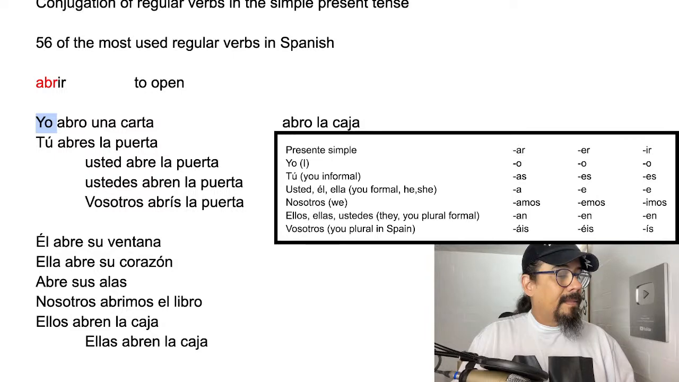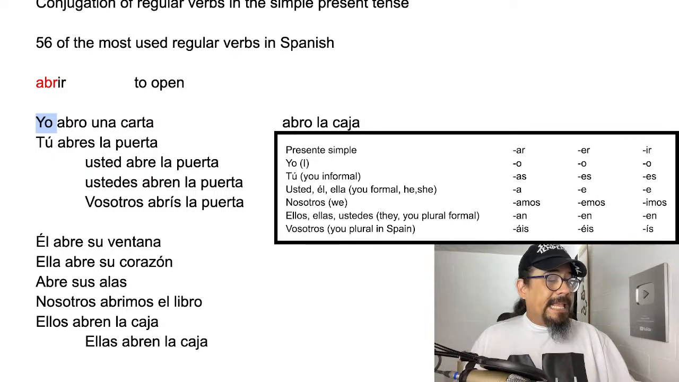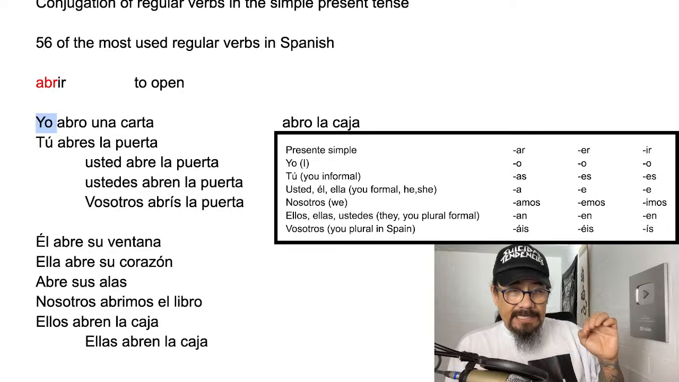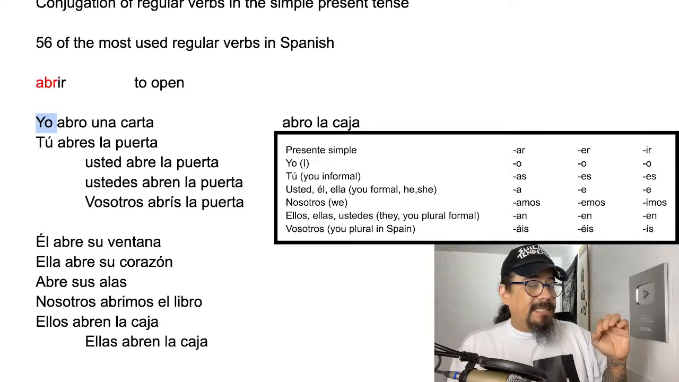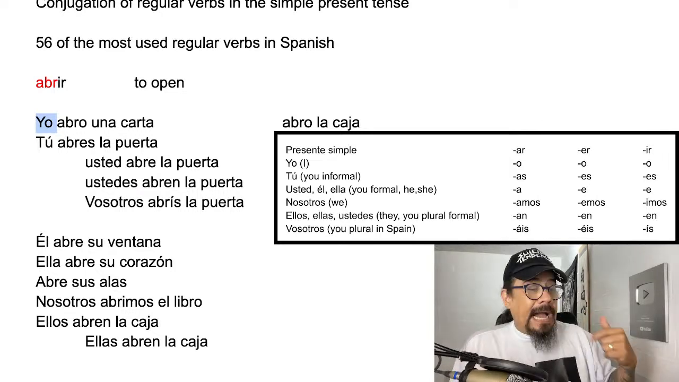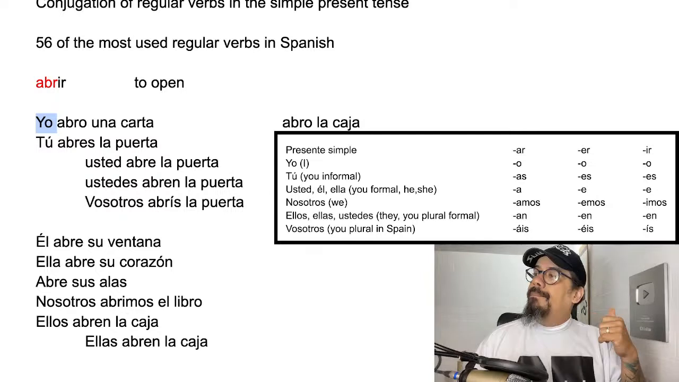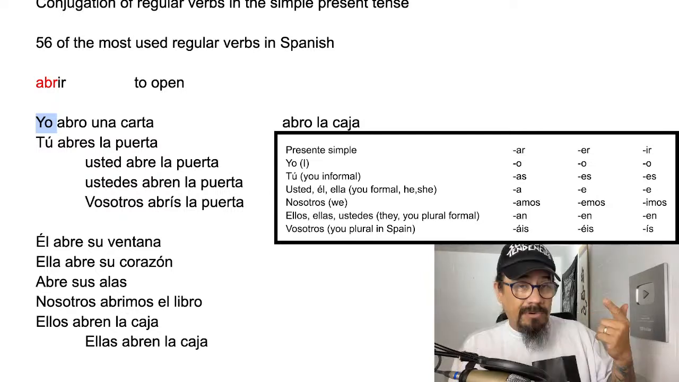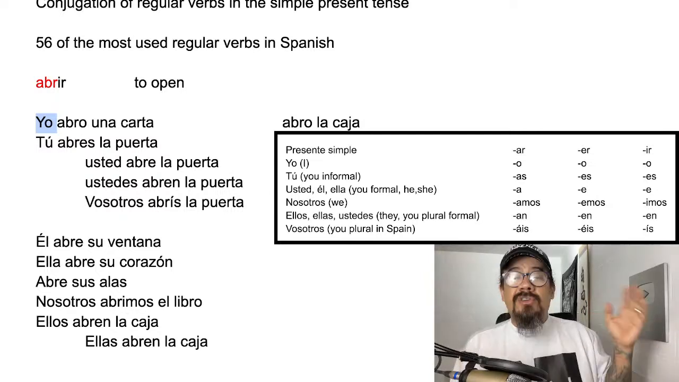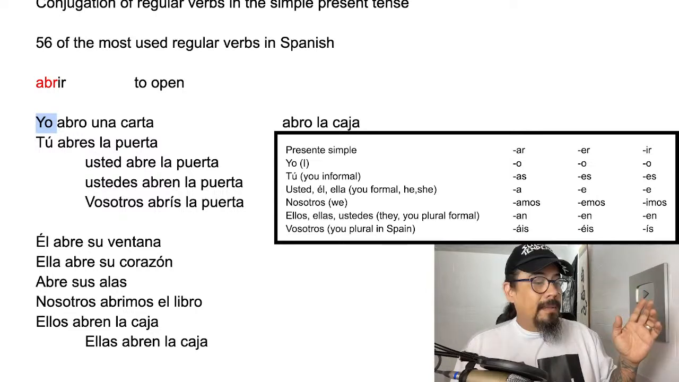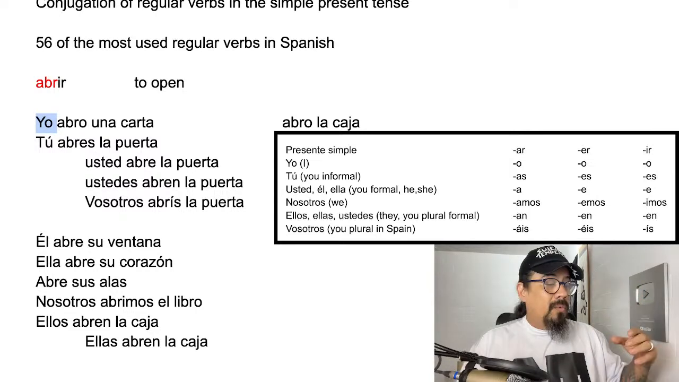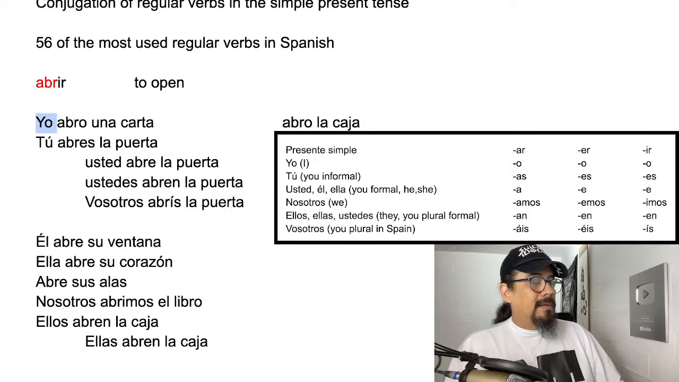Infinitive! Yeah, right now, Brenda, we're working on simple present. ED is the past. ING is gerund in Spanish. In English, you have the present participle and gerund. In Spanish, we only have gerund. That's it. But we're going to get there.